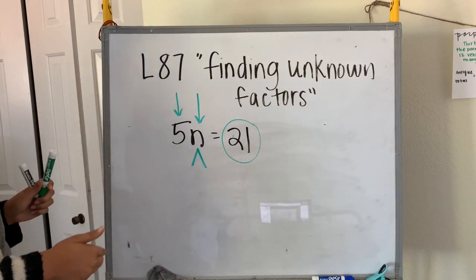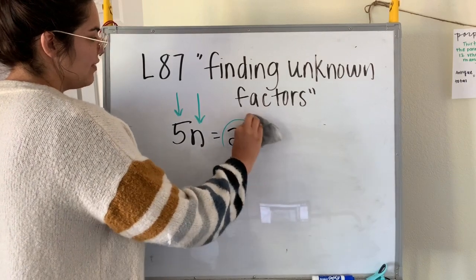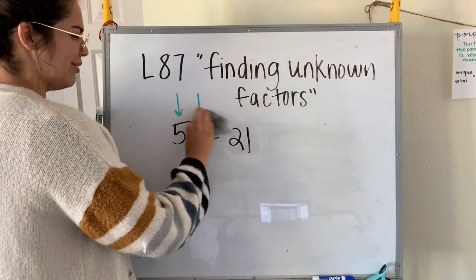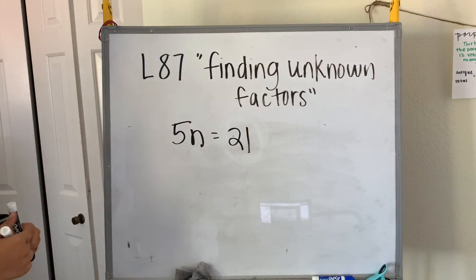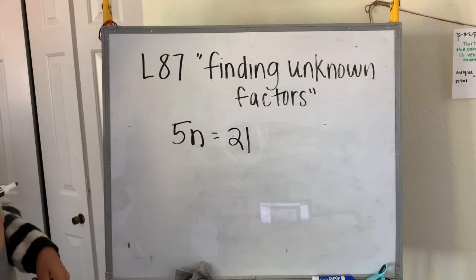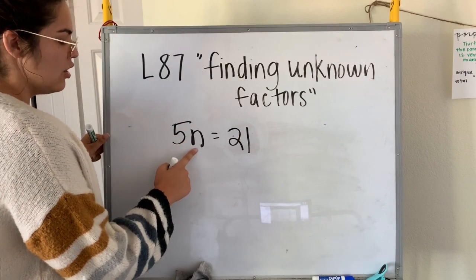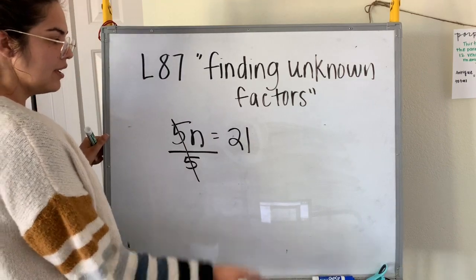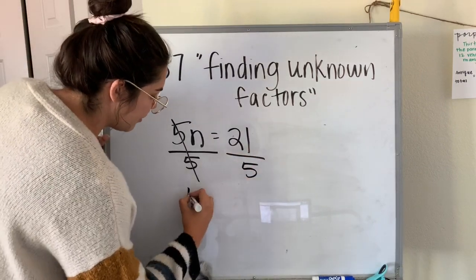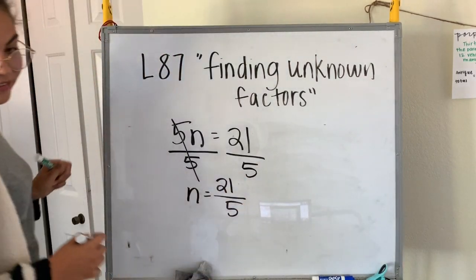All right. How can we figure out n? We know 5 times something equals 21. What? 5 times something equals 21? It's not possible, is it? Well, it's not going to be a whole number. So I need to get my variable alone, so it's only n. So I'm going to have to divide by 5, so those can cross out. And I'm also going to divide by 5. I'm going to write this again. N equals 21 over 5.